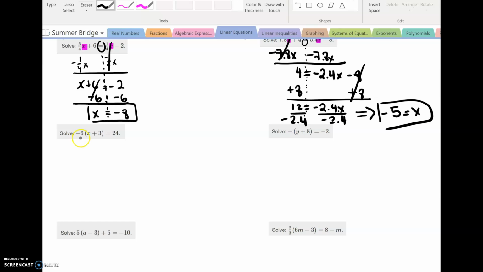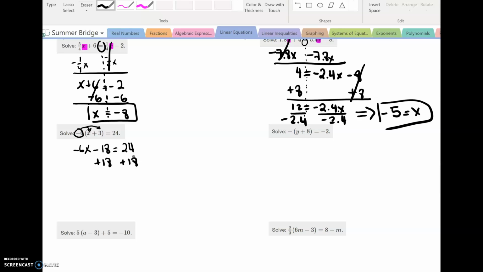With parentheses, we really want to get rid of any kind of parentheses there. So I'm going to take this negative 6 and distribute it to everything inside my parentheses, only inside the parentheses. We're using the distributive property. So we have negative 6x minus 18 is equal to 24. And now this problem looks very similar to something we have solved before. So I'm going to add 18 to both sides.